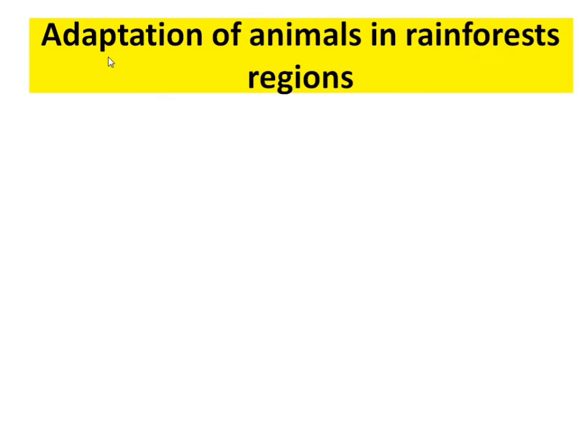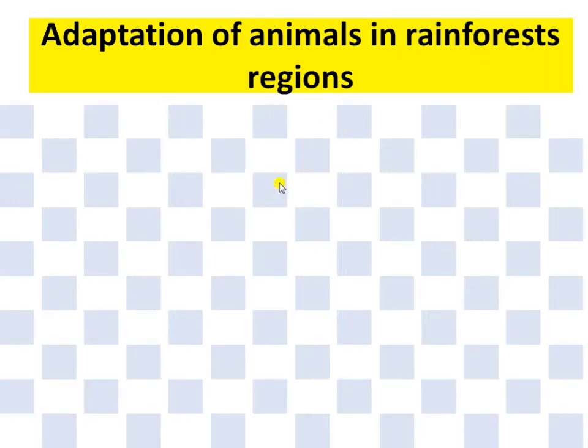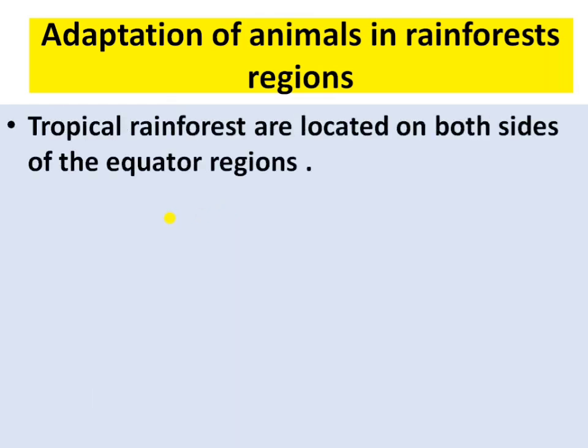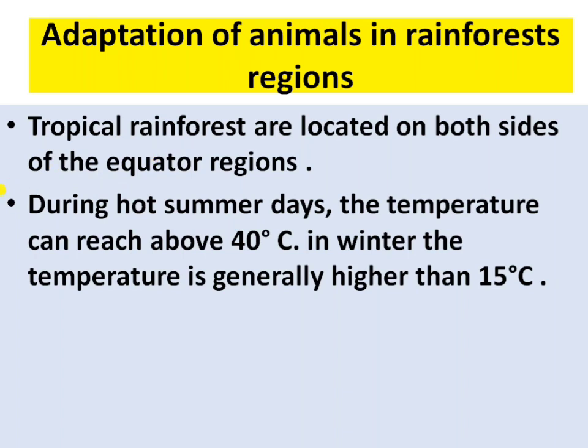Moving on, our third topic is the adaptation of animals in the tropical rainforest region. Tropical rainforests are located on both sides of the equator. They get direct sunlight for most of the day, and they have a hot, wet and humid climate also. During hot summer days, the temperature can reach about 40 degrees Celsius. In winter, the temperature is generally higher than 15 degrees Celsius.